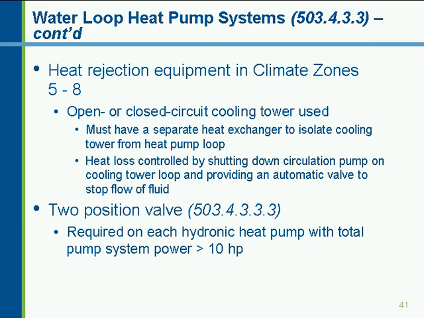In climate zones 5 through 8, if you've got either an open or closed circuit cooling tower, you must have a separate heat exchanger to isolate the cooling tower from the heat pump loop, and the heat loss must be controlled by shutting down the circulation pump on the cooling tower loop and providing automatic valves to stop the flow of fluid. For the heat pump loop itself, on systems that have a total system pumping power greater than 10 horsepower, each of the heat pumps must include a two-way valve to isolate that heat pump and prevent flow through it when it's not running.